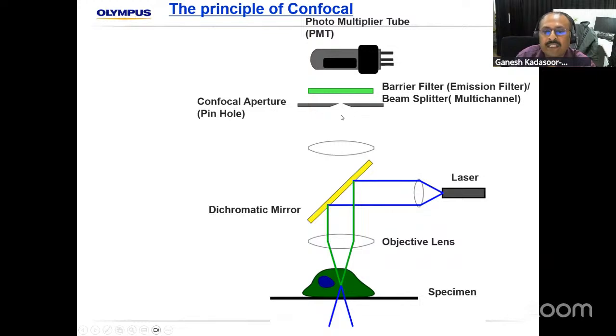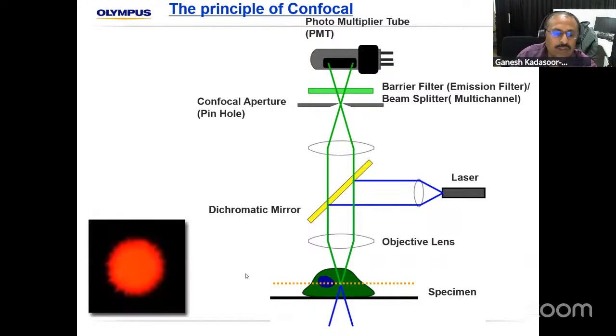But when you place a small aperture called a confocal aperture or a pinhole, this pinhole will allow light coming only from one particular plane to pass through. The light which is coming from above is blocked. Light which is coming from below is blocked, and you get a sharper image, and this image is now collected. So this is an example.